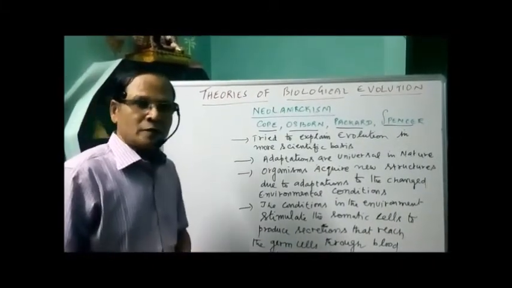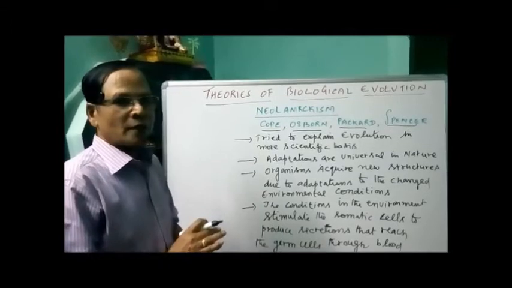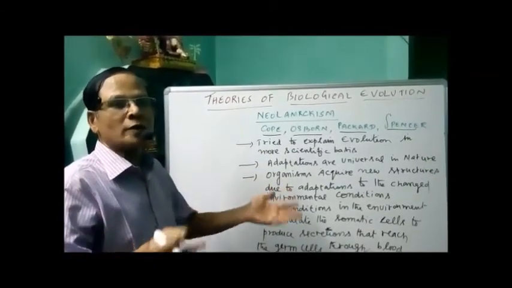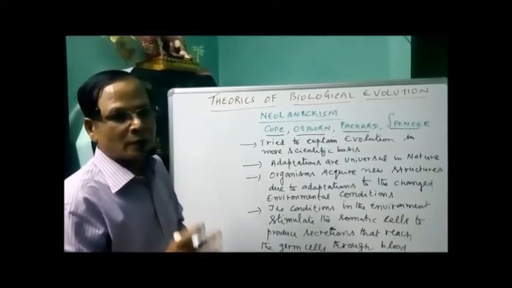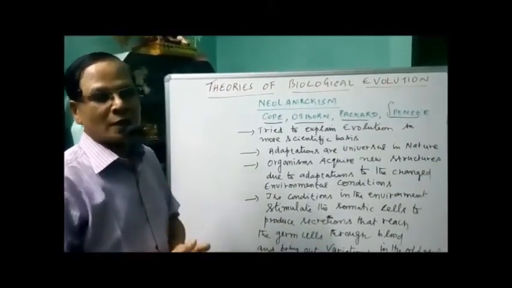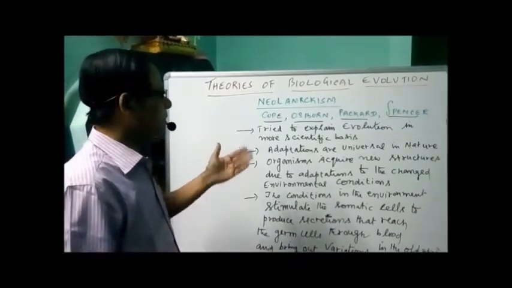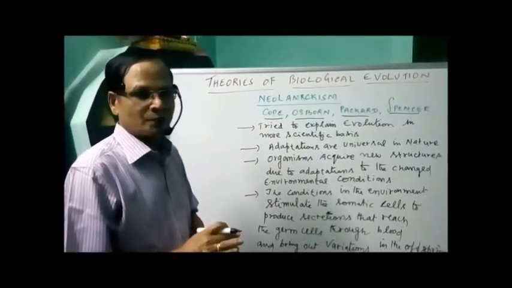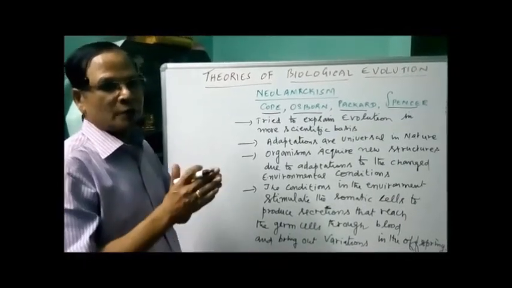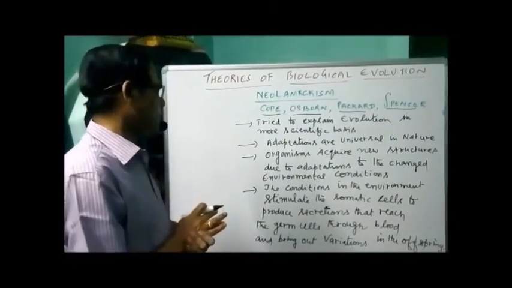These people believe that adaptations are universal in nature, that is, found in all organisms. They developed adaptations in order to suit the changed environmental conditions. That's why adaptations are universal in nature. Adaptations are the products of evolution.